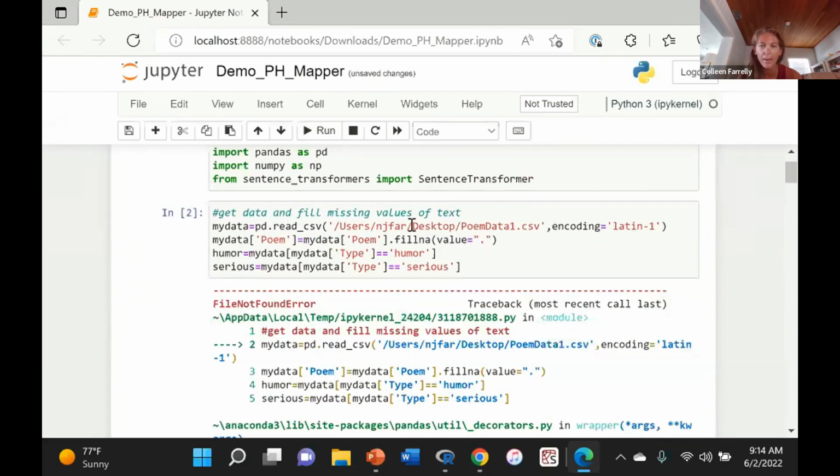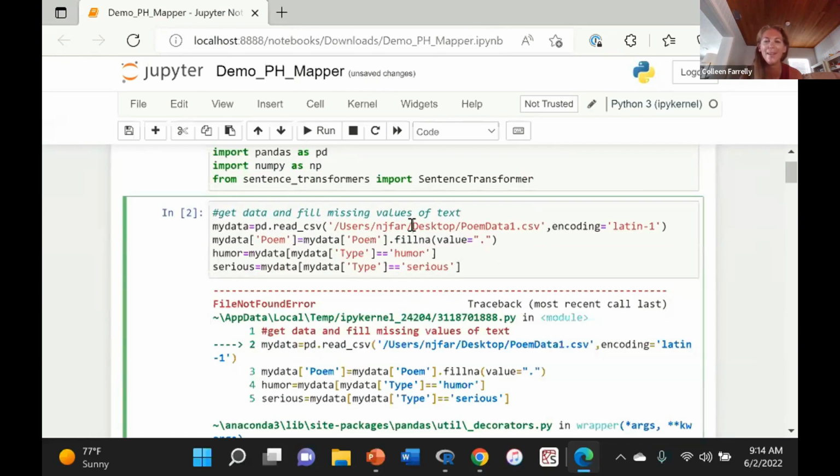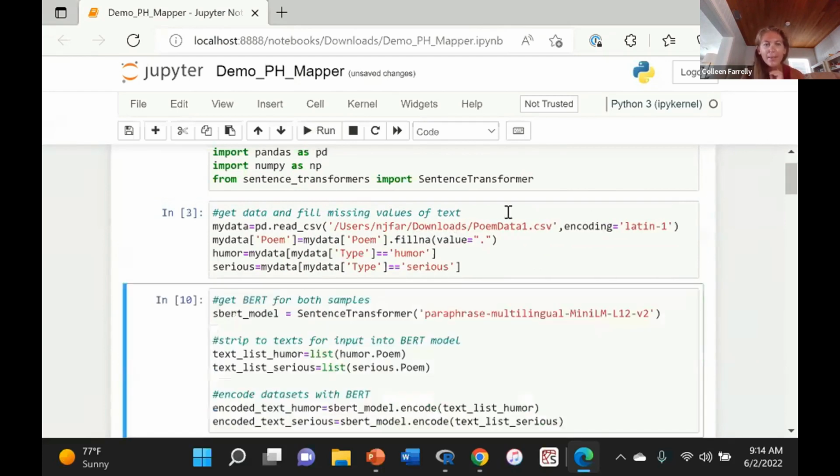That is not good. This had worked. It's maybe in downloads. Downloads, maybe. Yes, that is where it lives on this machine.